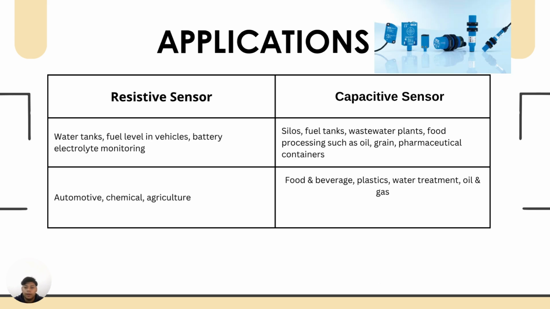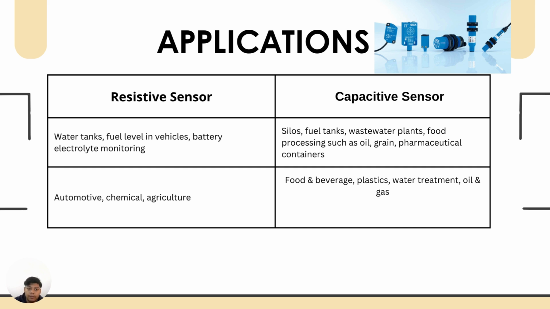Now we're going to move to the applications. The first one is the resistive sensor. It is commonly used in water tanks, battery electrolyte level monitoring, automotive fuel level detection, and simple chemical tanks, as long as the fluid is conductive. Their low cost and straightforward design make them ideal for environments where conditions are stable and the liquid is clean and conductive.